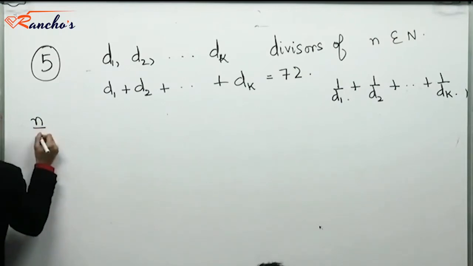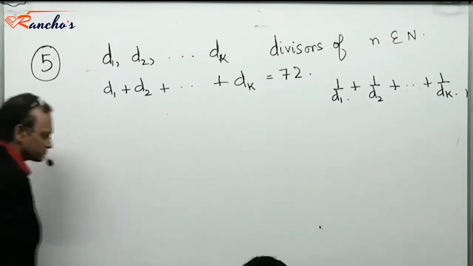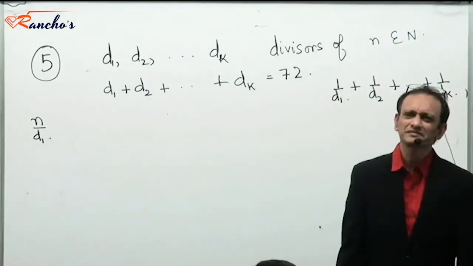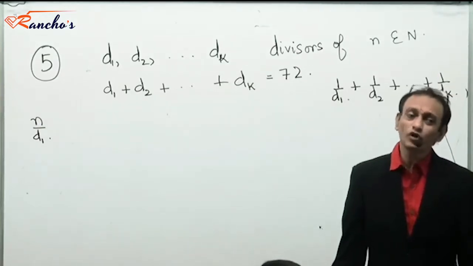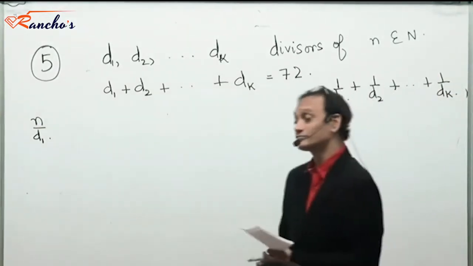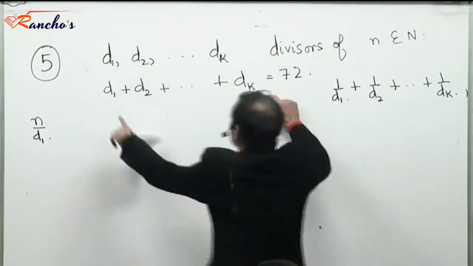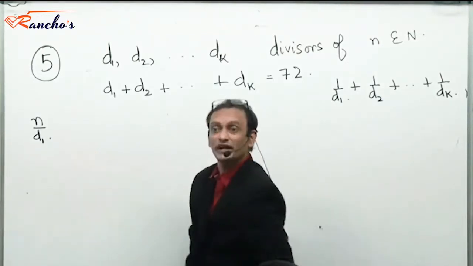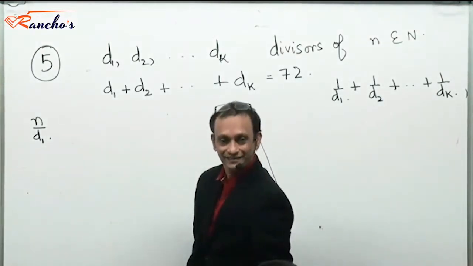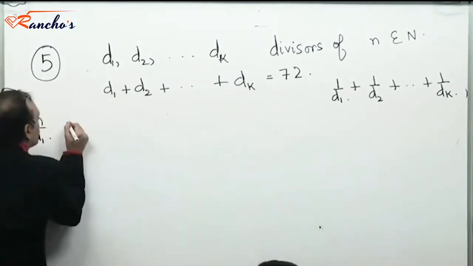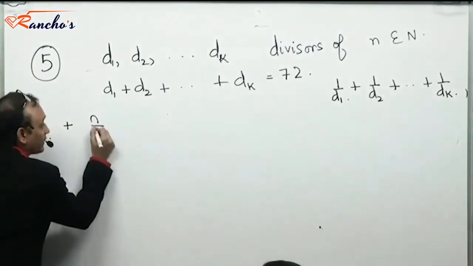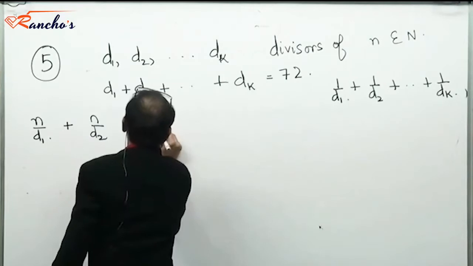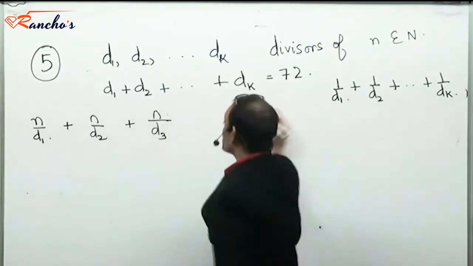If d1 is a divisor of n, then is n by d1 also a divisor of n? N by d1 will also be a divisor of n, yes or no? And it will match some di. N by d2 will also be a divisor of n, and it will be some number here. N by d3 will also be a divisor of n. It will be equal to some divisor here.